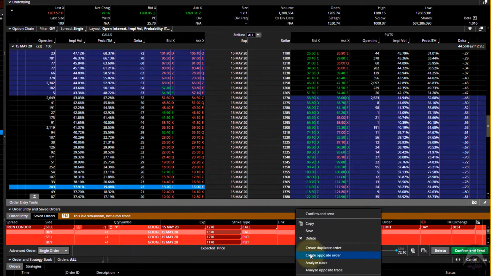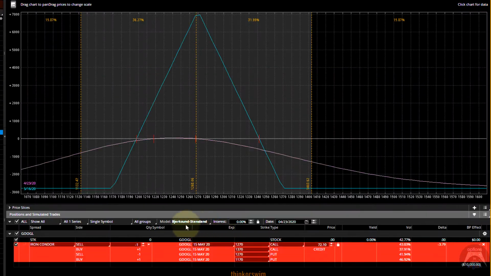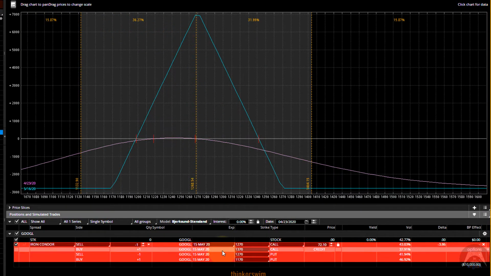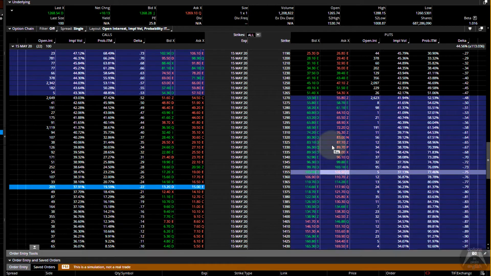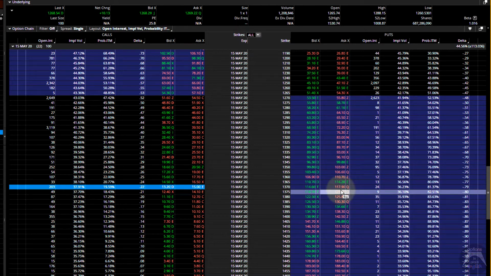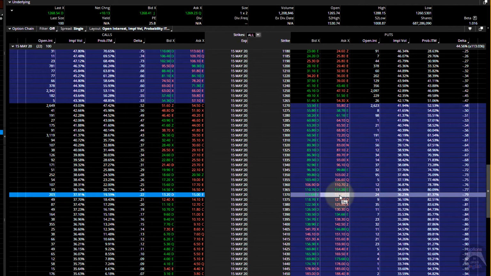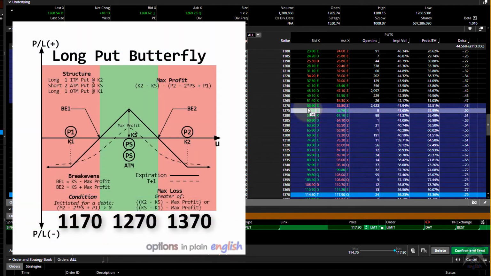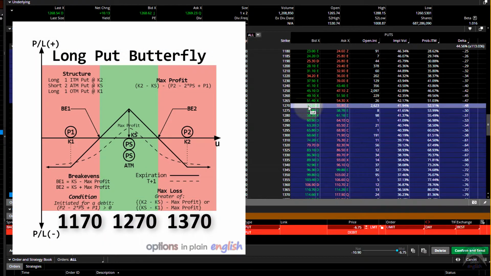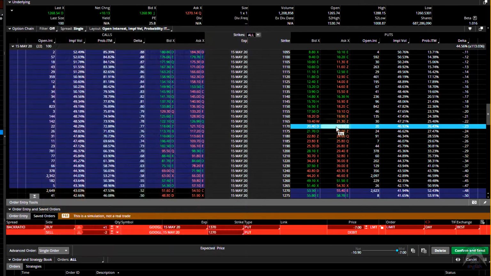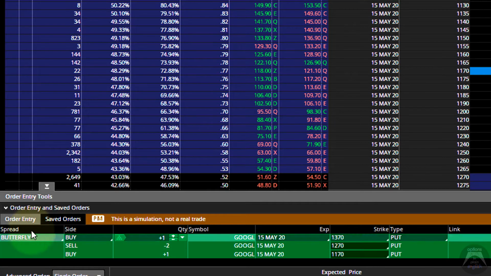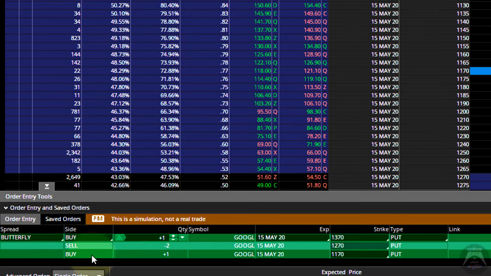So I'm going to simulate it here, and let's put it aside for a little bit. This is the iron butterfly. Now we're going to create the put butterfly. So let's delete this trade and do it again. With only puts, we're going to buy the 1370, sell two of the 1270, and then buy one of the 1170 right here. So this is called a butterfly with puts.